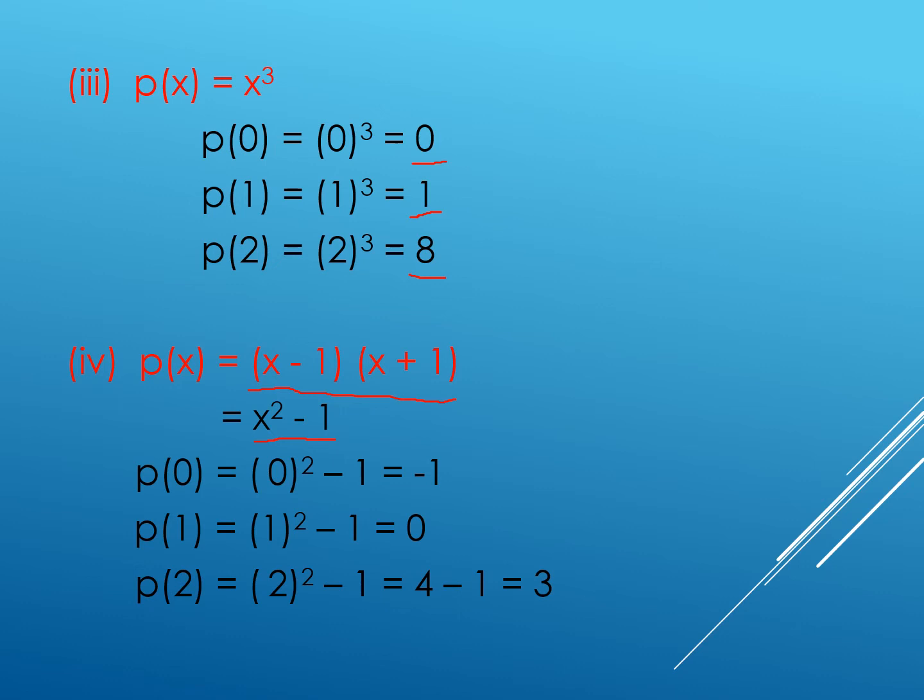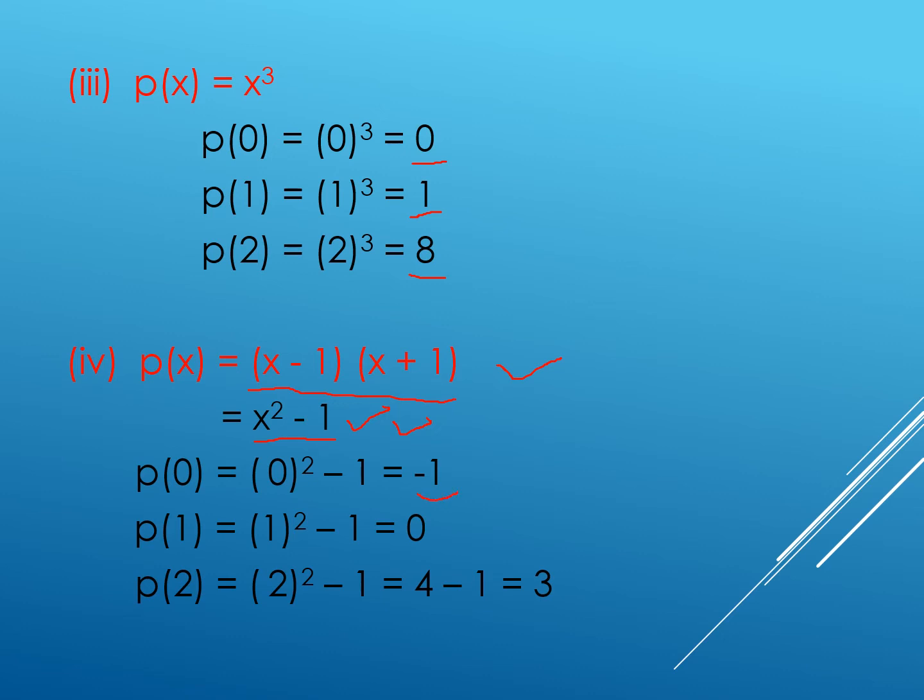Now to find the value of p(0), we will put the value of the variable x equal to 0 directly in this polynomial. We can put in this polynomial also. The answer will remain the same in both cases. I am taking the value of the polynomial as x square minus 1. So to find the value of p(0), I will put the value of the variable x as 0. So it will be 0 square minus 1, that is equal to minus 1.